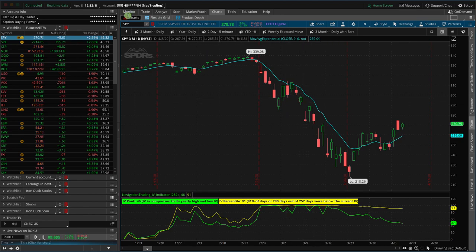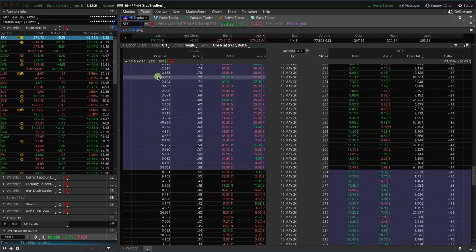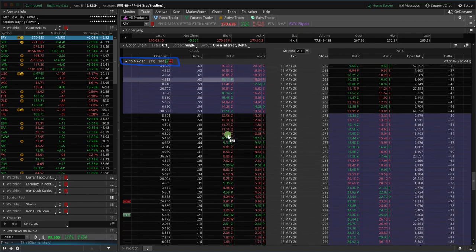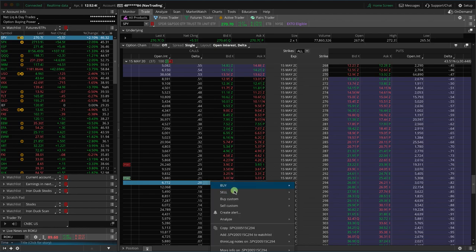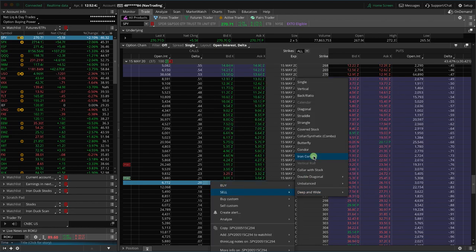In this example, we're going to use the S&P 500 ETF, ticker SPY. If we go to the trade tab, we typically like to enter these trades between 30 and 60 days to expiration. So in this case, we're going to look at the 37-day options. We typically set this up by starting at around the 20 delta, and we'll just right-click sell iron condor.